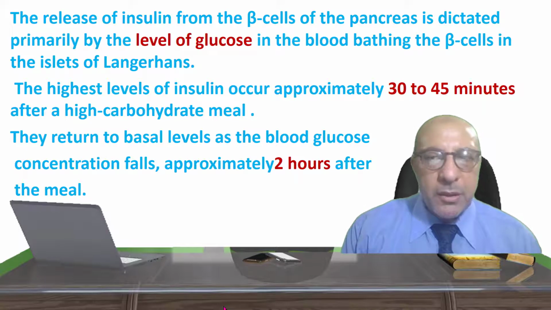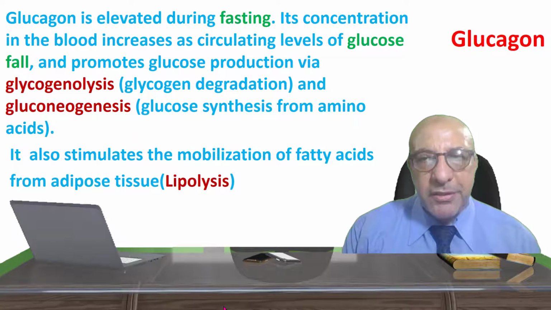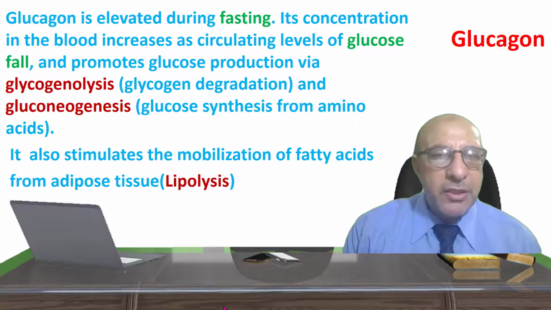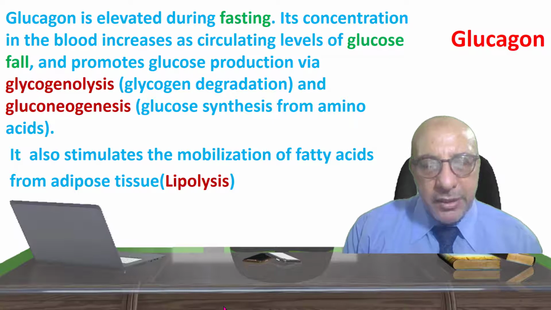On the other side, glucagon, which maintains the supply of glucose to the tissues in between meals and in the fasting state, is released from the alpha cells of the pancreas, stimulated by two things: the decrease in the blood glucose and the decrease in the plasma insulin.